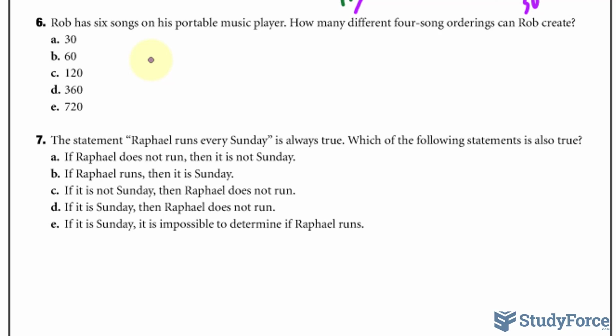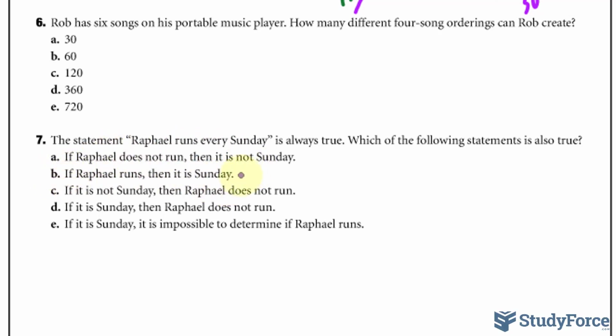The statement Raphael runs every Sunday is always true. Which of the following statements is also true? So Raphael runs every Sunday. That is a true statement. If Raphael does not run, then it is not Sunday. So we need to create some sort of truth table here. And let's see if I can figure this out. If Raphael does not run, then it is not Sunday. If Raphael runs, then it is Sunday. So Raphael runs every Sunday is always true.